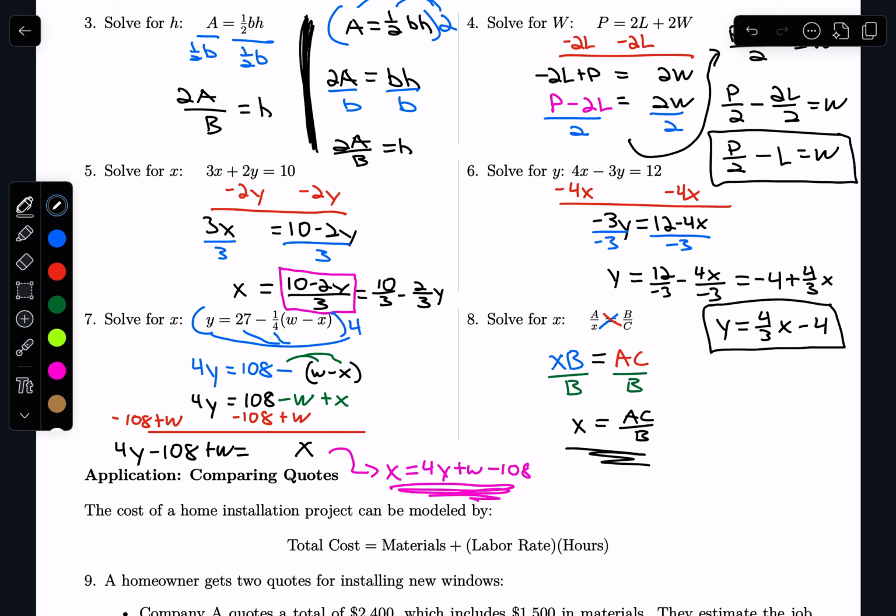All right, so now a fun application, and this is one I've used very, very recently in my real life.